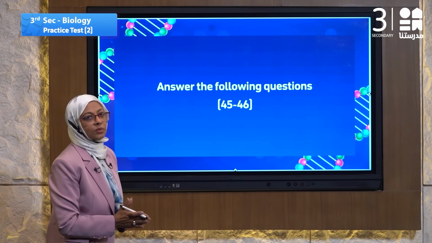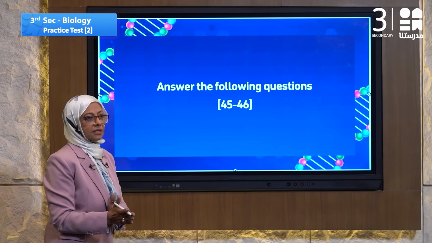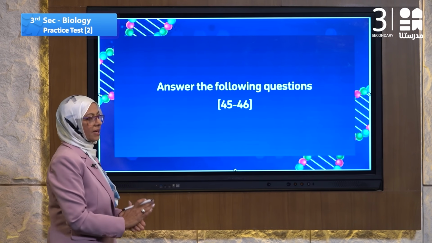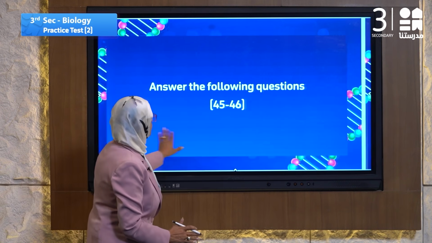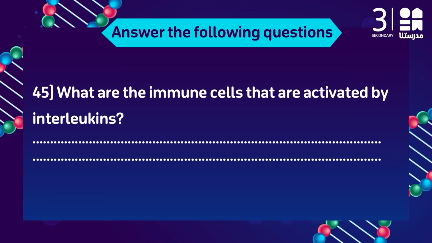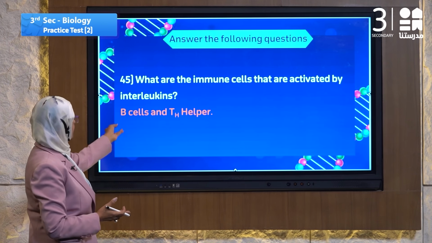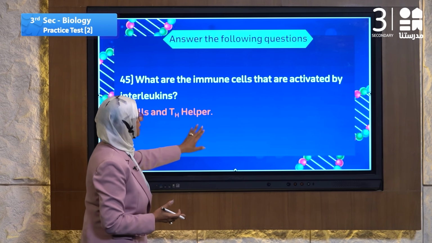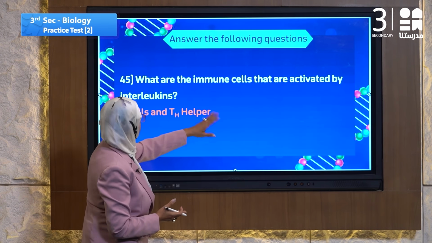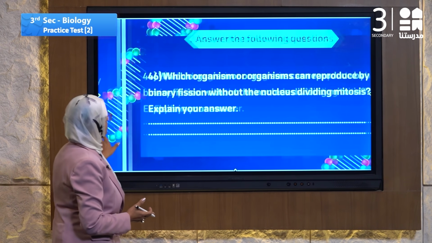Let's go to the two questions that we call essay questions. Question 45 is: what are the immune cells that are activated by interleukins? There are two types of cells, B cells and T helper cells, that are activated by interleukins.